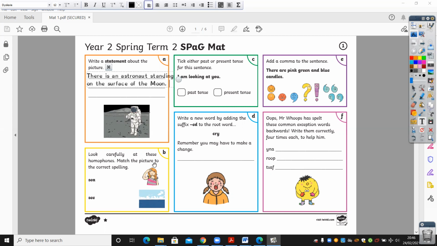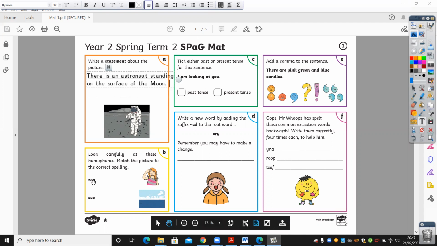Now let's have a look at question B. It says, look carefully at these homophones. Match the picture to the correct spelling. Now children, we talked about homophones a few weeks back. Do any of you remember what sort of words are homophones? If you said that homophones are words which sound different, correction. Homophones are words which sound the same, but they are spelled differently.